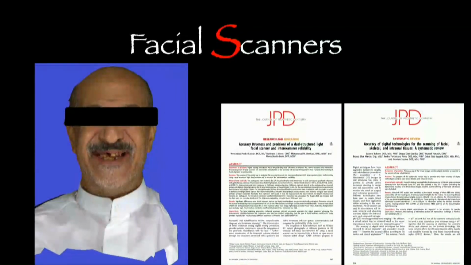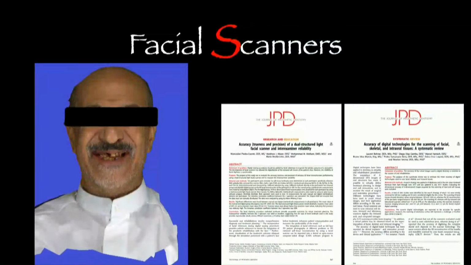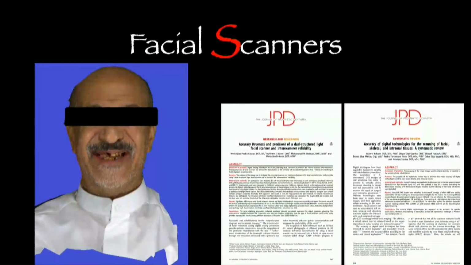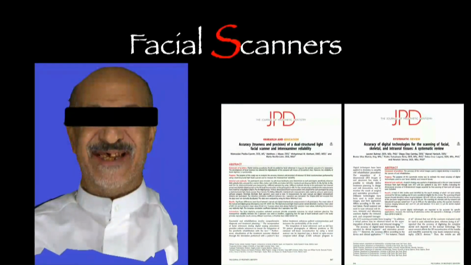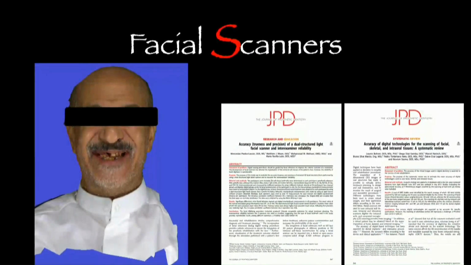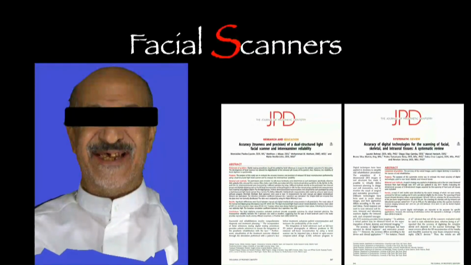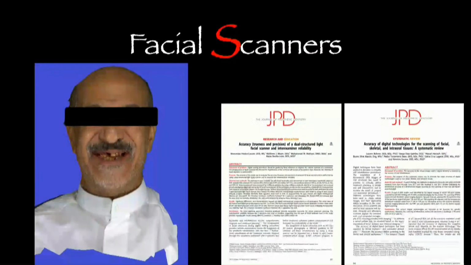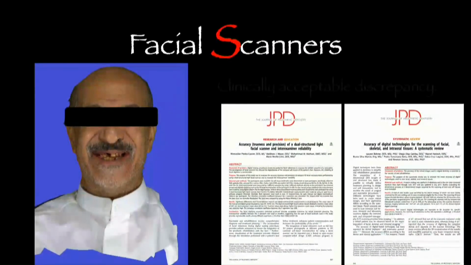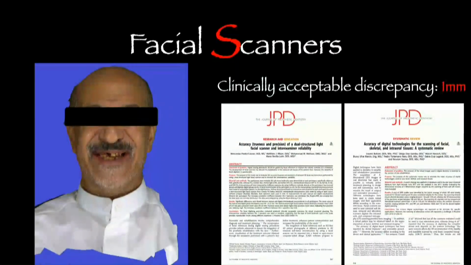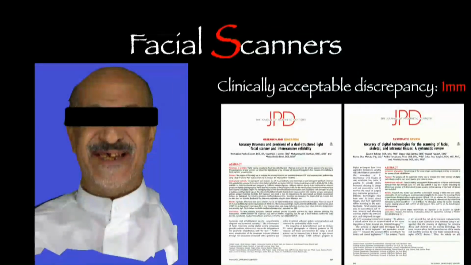But like all other data acquisition methods, we do face inaccuracies. And this is okay, given that those inaccuracies are within a clinically acceptable range. Even PVS impressions, which are the gold standard, have inaccuracies, which is fine. So do we know what the clinically acceptable range is for facial scanners? Well, from Piedra's papers, he reports that if your facial scanner is within 1 millimeter of deviation, that is considered clinically acceptable.